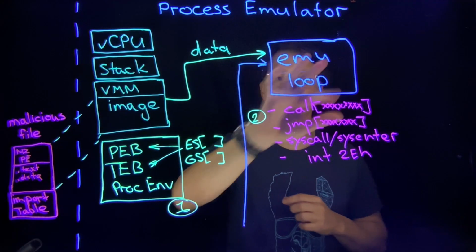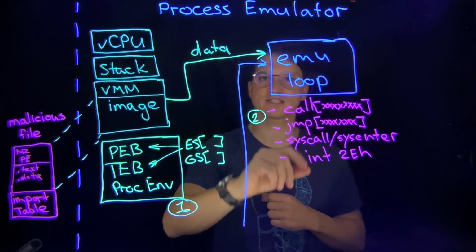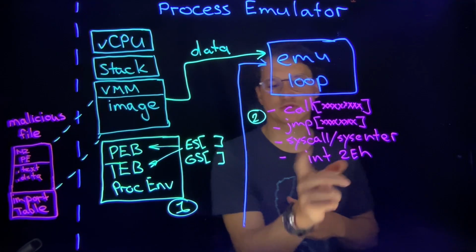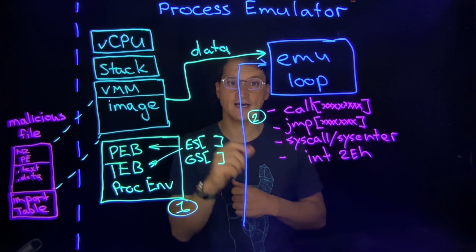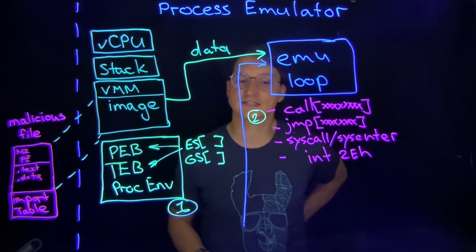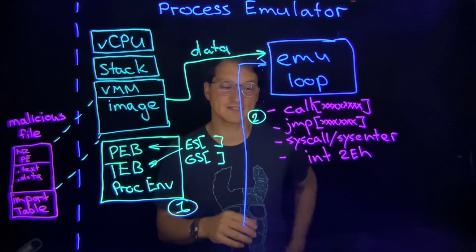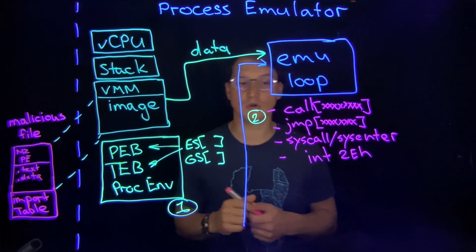So I simplified the diagram a little bit just to give us a bit more space, right? We talk about this emulation loop, and we say that the process emulator has to add call, jump, SYSCALL and so on as special emulation cases to support interaction with the operating system, but that's not all, right?